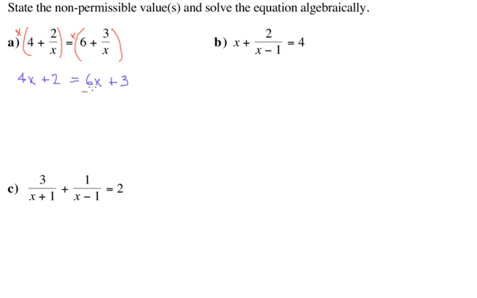Now, subtract 6x from both sides to clean this up. 4x minus 6x is minus 2x plus 2 equals 3. And then we subtract 2 from each side. And we get minus 2x equals 1. Divide by negative 2, x equals minus 1/2.